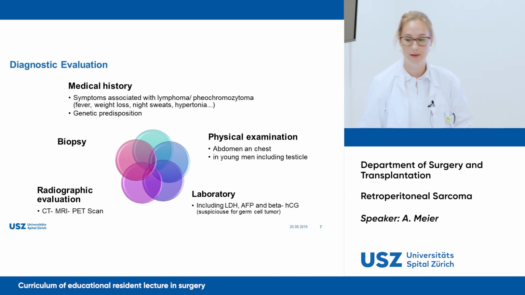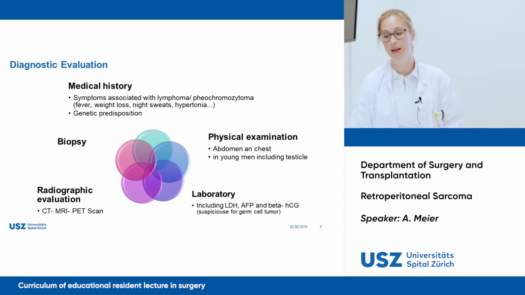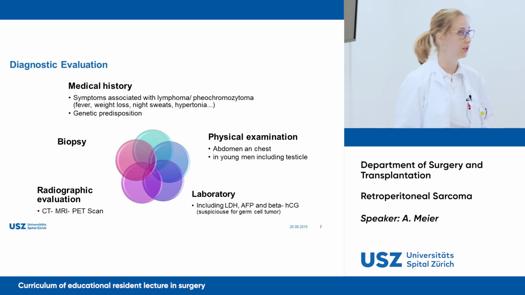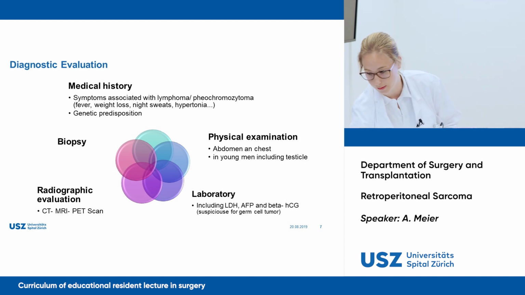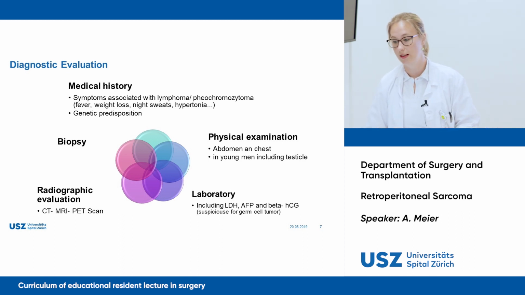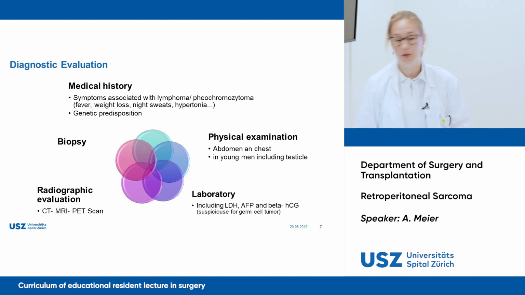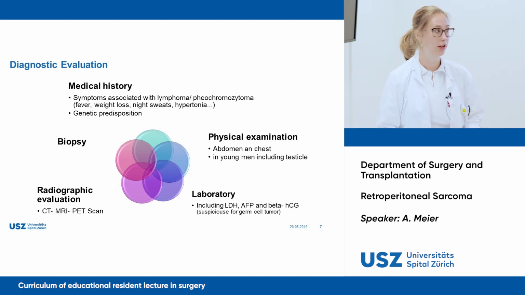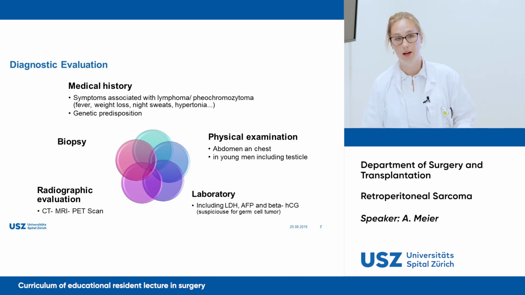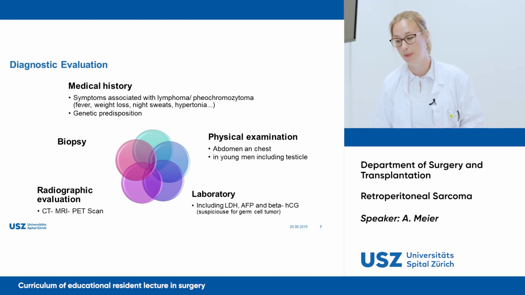We start as usual with the medical history, and symptoms have to be asked about, like for lymphomas and pheochromocytomas: fever, weight loss, night sweats, hypertension, and any genetic predisposition known from the family. Also the physical examination, which I know everybody knows, covers the abdomen and the chest, and in young men we have to think about the testicles in case of germ cell tumors or teratomas. The laboratory includes the normal labs, like hematology, kidney and liver function, and sometimes inflammation markers, but also tumor markers for suspected germ cell tumors: LDH, AFP, and beta-HCG.